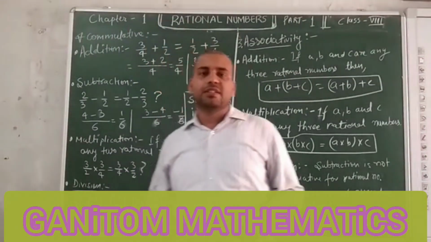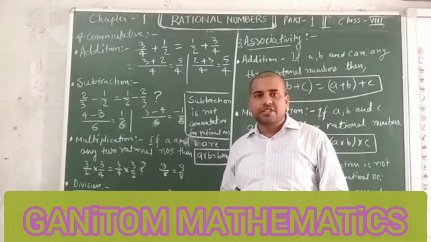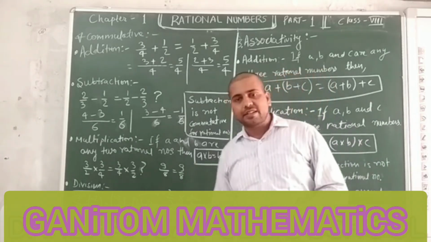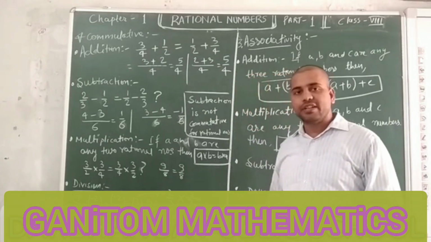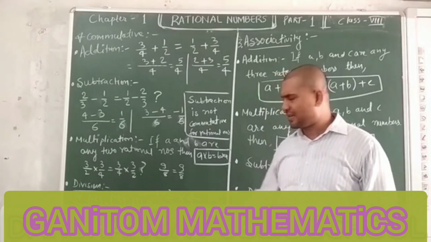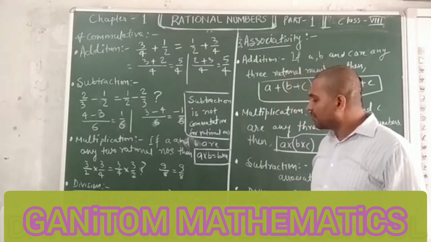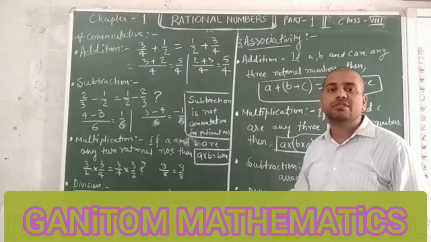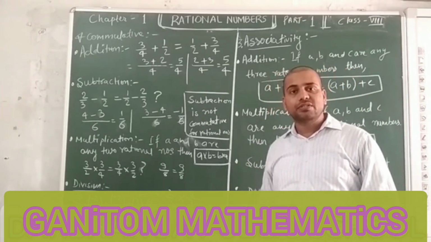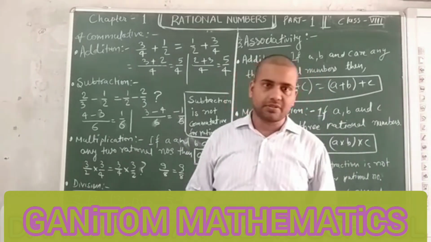Dear students, now we will see division for the commutative property. LHS and RHS, it is written here. When we calculate a divided by b, you will get minus 9 upon 14 with some examples. And RHS, b divided by a, is minus 14 upon 9. This means these are not the same, LHS and RHS. So we can say that division is not commutative for rational numbers.